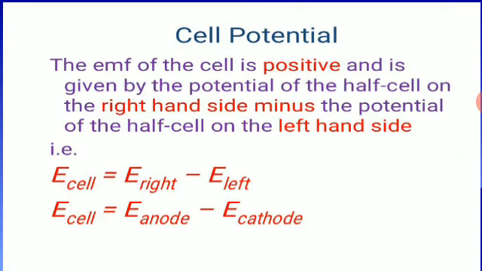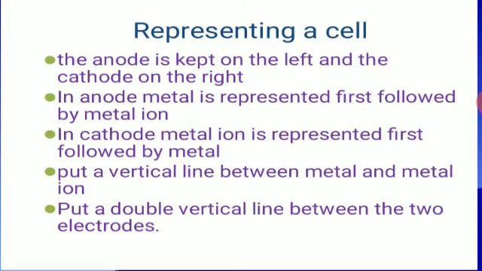Now what is a cell potential? The EMF of the cell is positive and is given by the potential of the half cell on the right hand side minus the potential of the half cell on the left hand side. So we can say E cell, the electromotive force of a cell, is electrode potential of cathode minus electrode potential of anode. So E naught cell is your E cathode minus E anode.